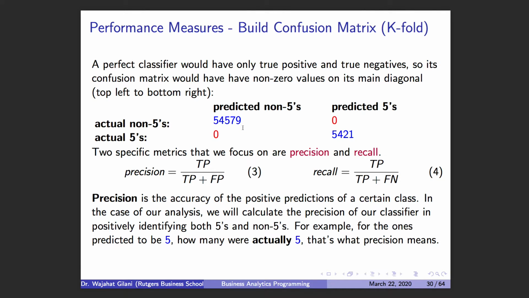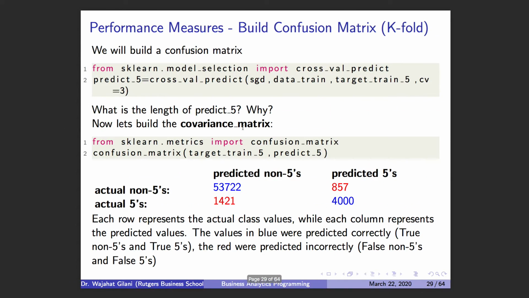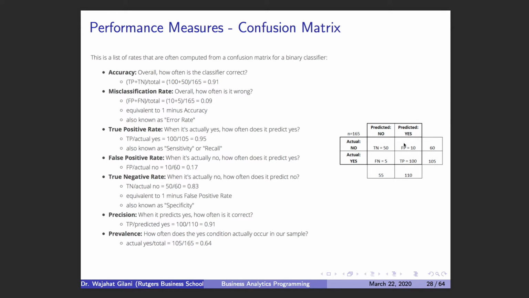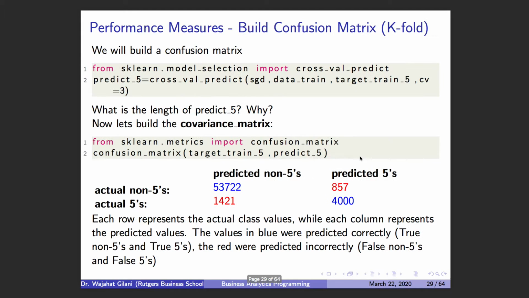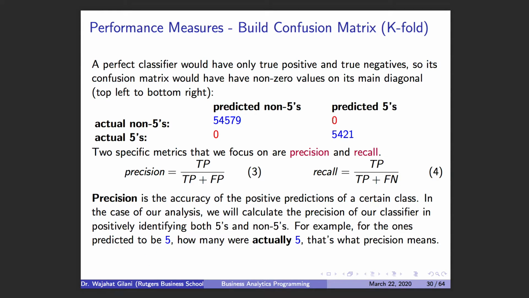So in here, what's our false positive? If you go to the previous slide, where are your false positives? Right up here, guys, the top corner. They're predicted to be 5, but in actuality they're not 5. This part is 0. So 5421 divided by 5421 plus 0 gives me a precision of what? It gives me a precision of 1 or 100%.